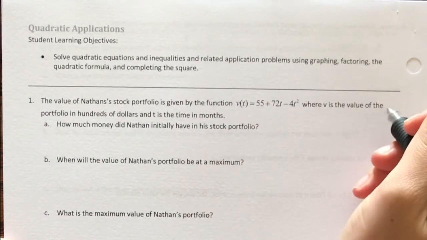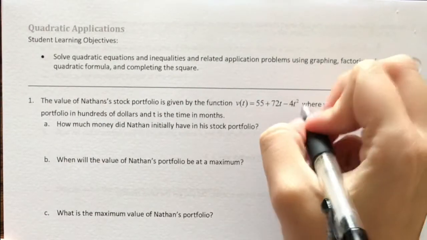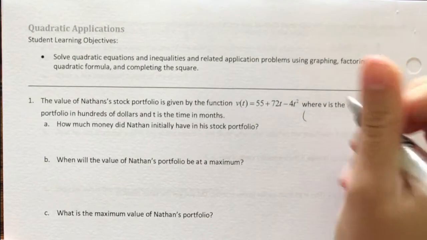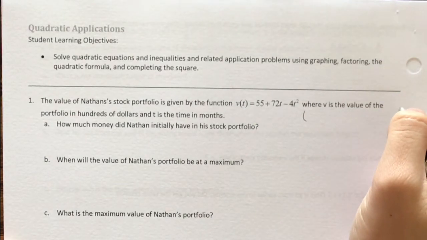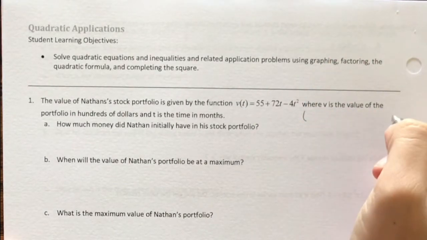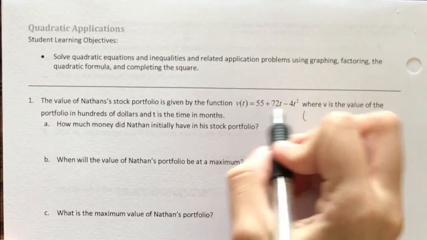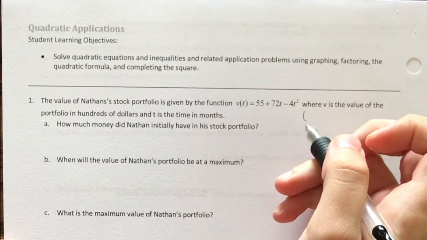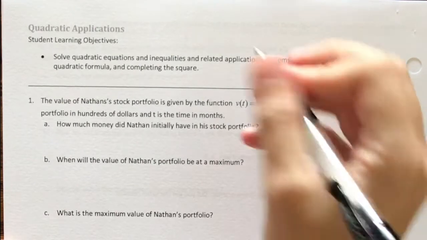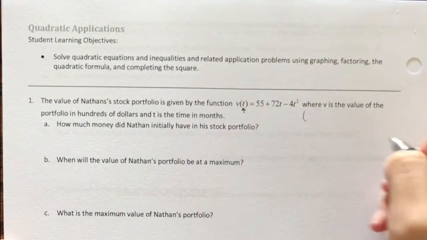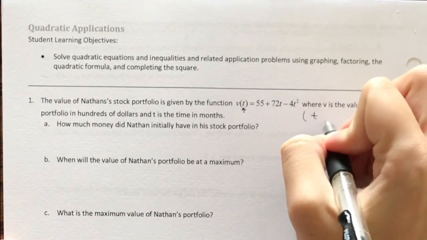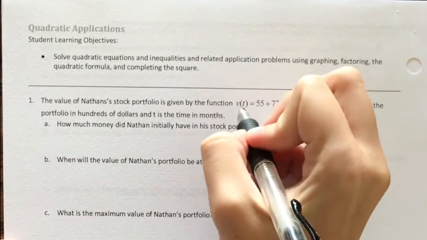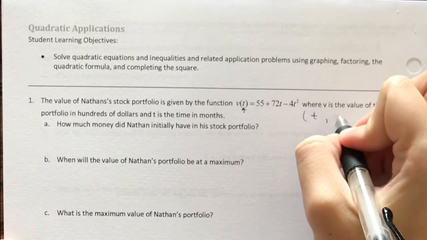So when I do word problems, I like to start by really thinking through what our independent and dependent variables are and what they represent. So what is our independent variable here? Our independent variable is our input variable, so it's what's going in, right? So that's t here. And then our output variable is v of t.